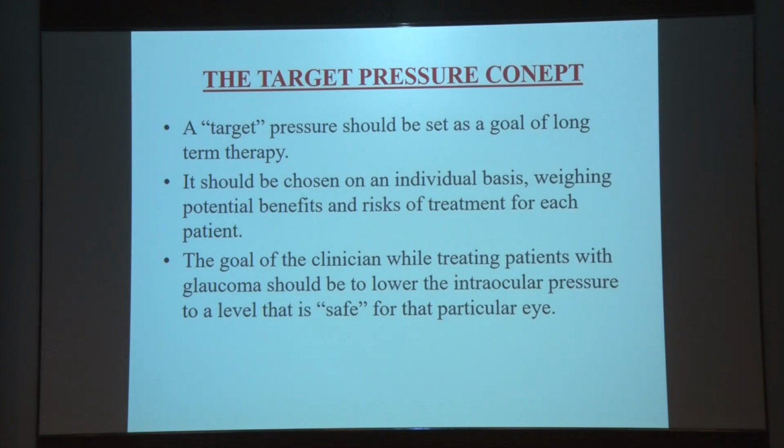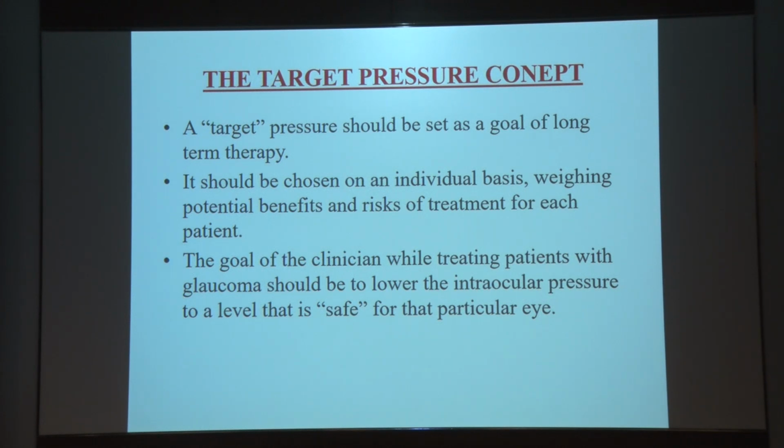helpful. So now we'll be talking about the target pressure concept. What is target pressure? A target pressure should be set as a goal of long-term therapy. It should be chosen on an individual basis, weighing potential benefits and risks of treatment for each patient. The goal of the clinician while treating patients with glaucoma should be to lower the intraocular pressure to a level that is safe for that particular eye.